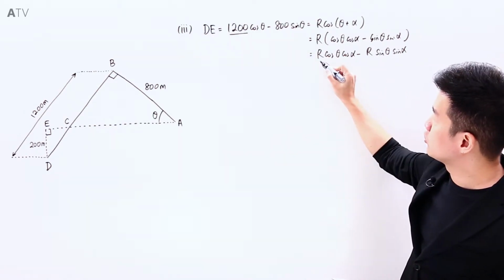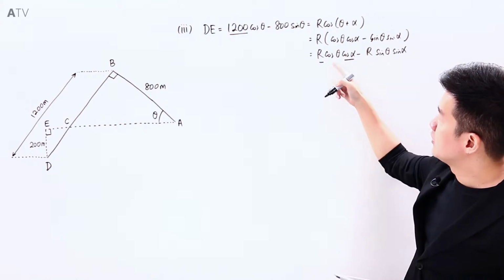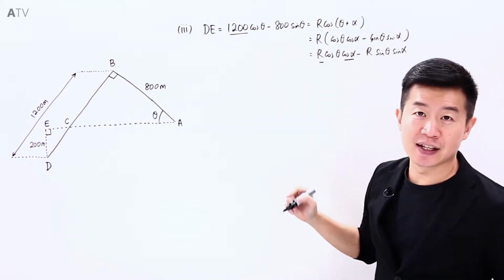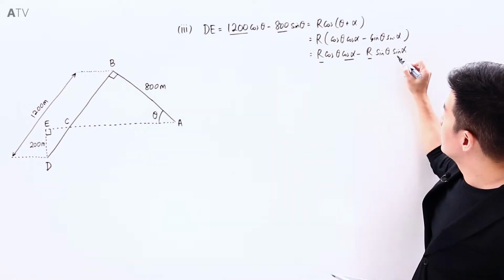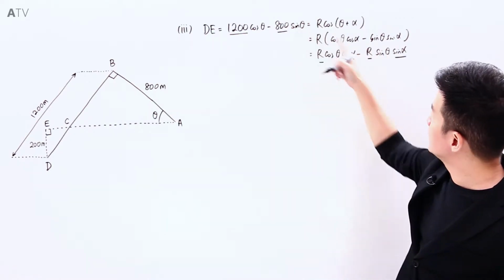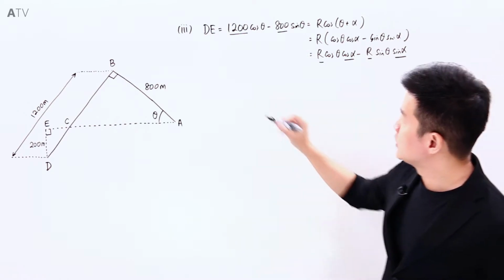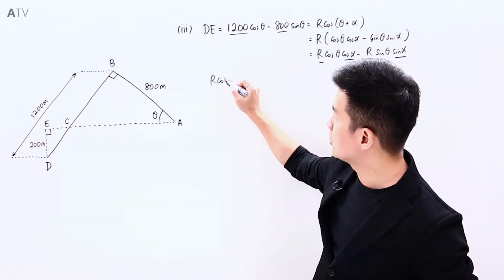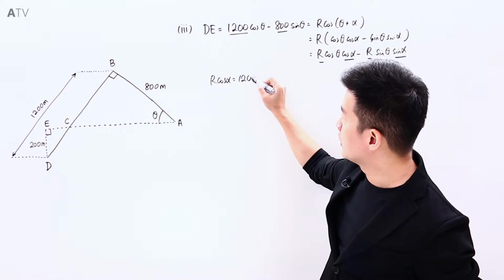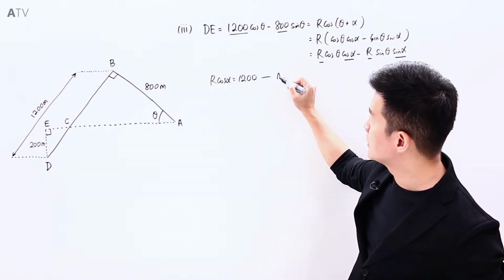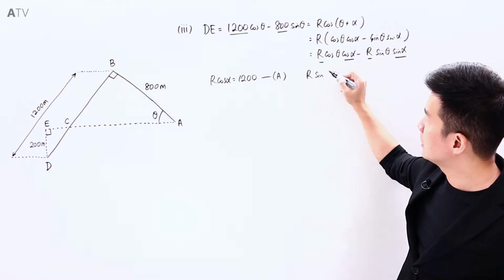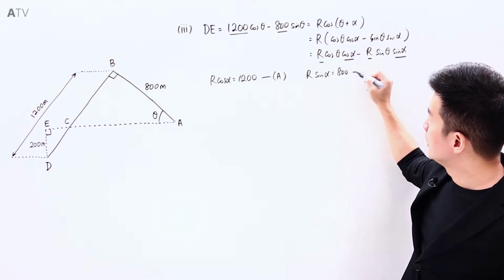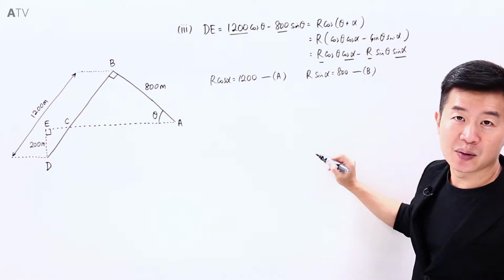1200 is going to be matched to R cosine alpha because we have a cosine theta here and a cosine theta here. And 800 is going to be matched to R sine alpha because there's a sine theta here and a sine theta here, which means that R cosine alpha is going to be 1200. I'm going to call this equation A. And R sine alpha is going to be 800. I'm going to call this equation B.